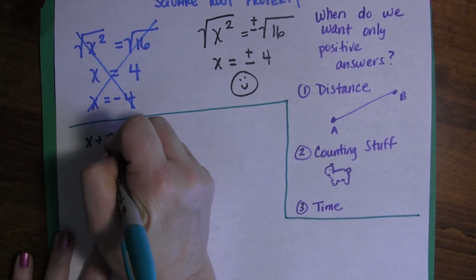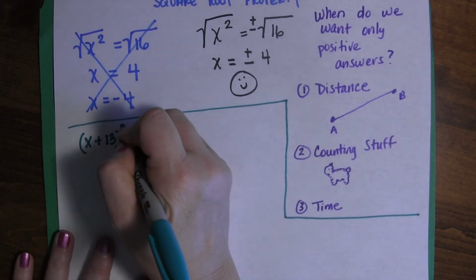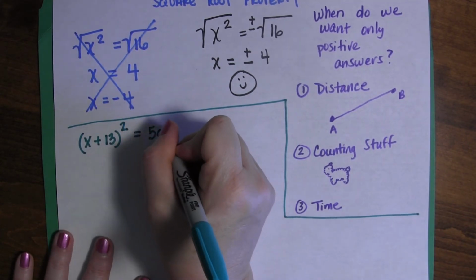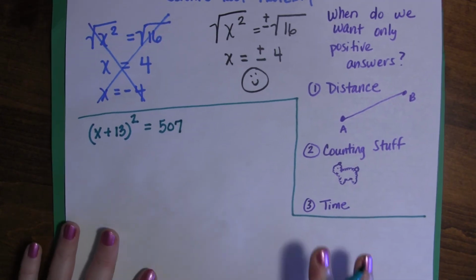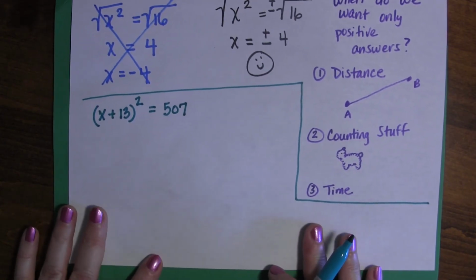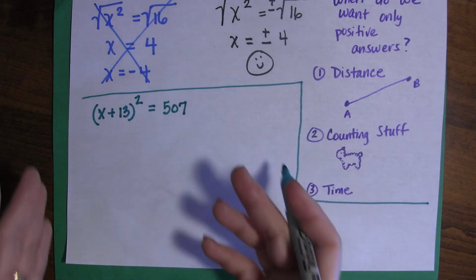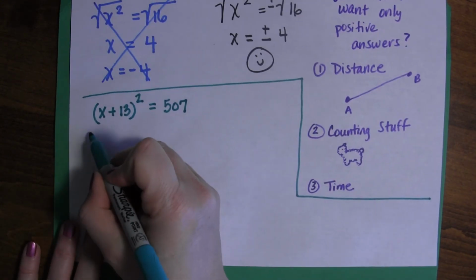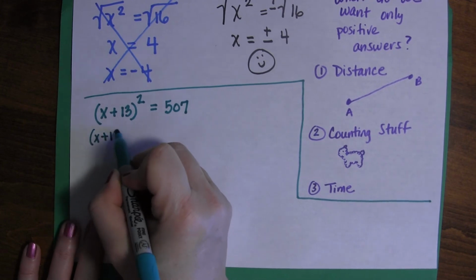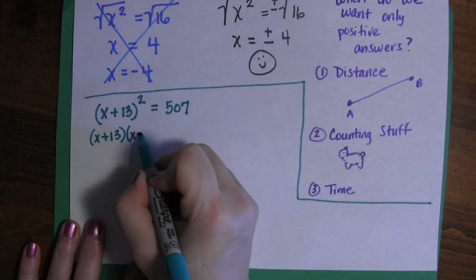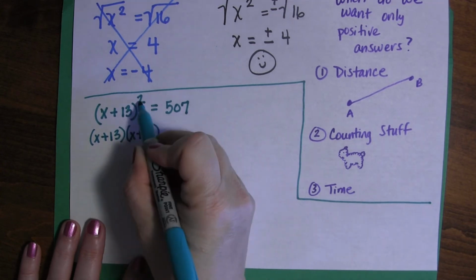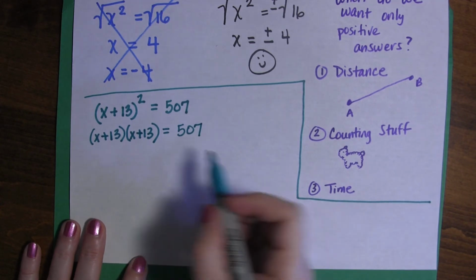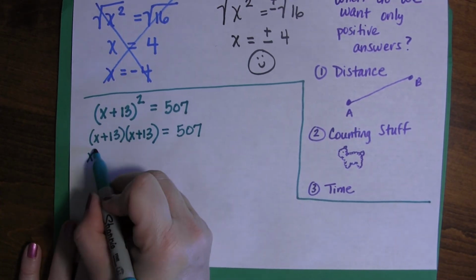Let's say that we have this problem. We have x plus 13 squared equals 507. And I tell you, young algebra student, go forth and solve yon problem. And you would say, no problem, I know how to do this. I'm going to write out x plus 13 times x plus 13, because I'm squaring everything in parentheses, and that's going to equal 507. And then I'm going to FOIL this out because I'm a good little student.